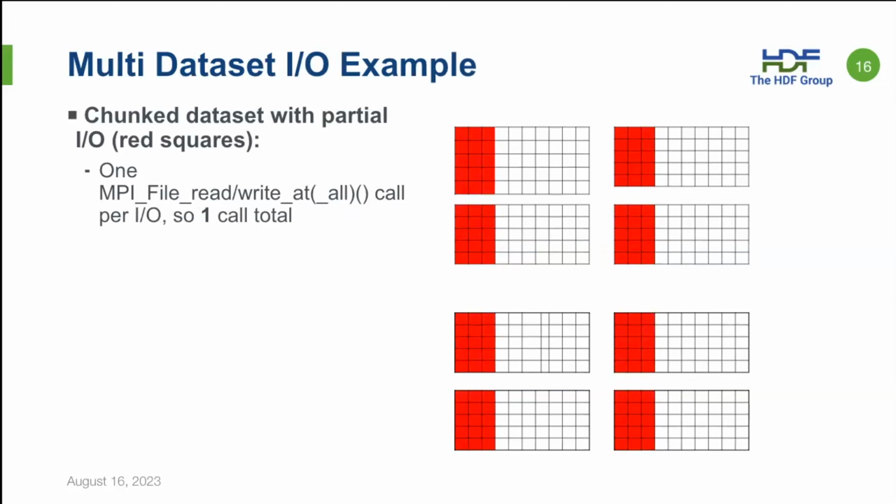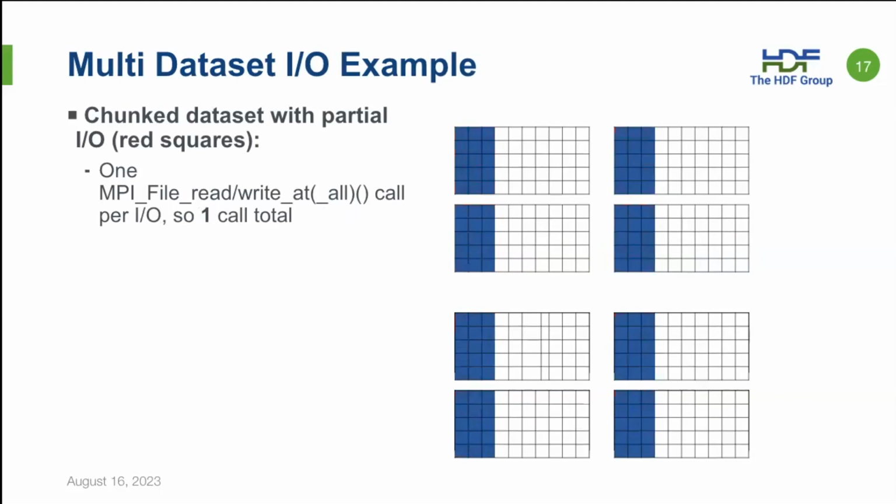And for multi-data set, we create an MPI data type that spans all the chunks in all the data sets. So you select all of them at once and pass it down to the file driver in a single operation.